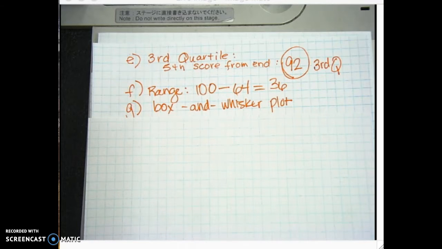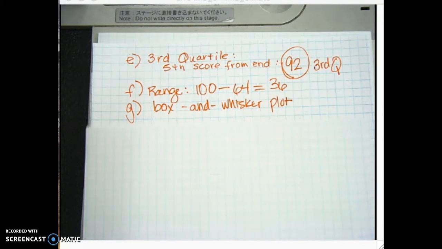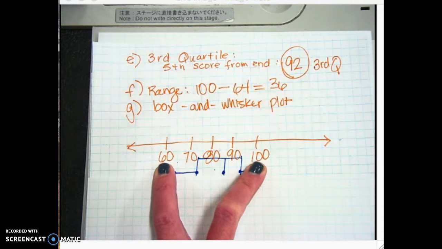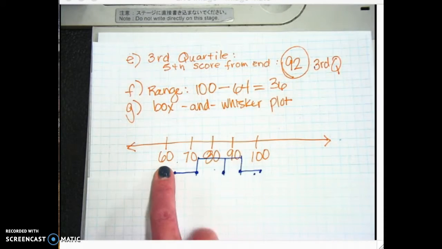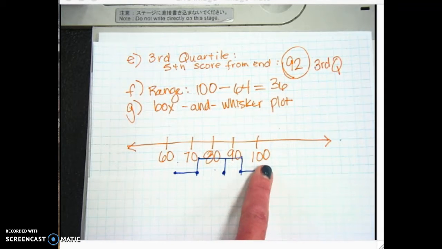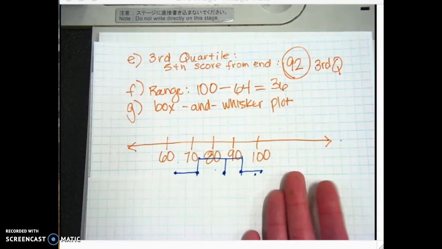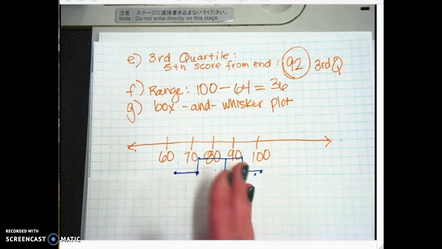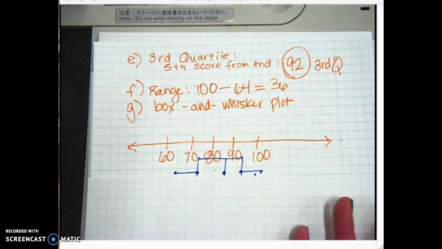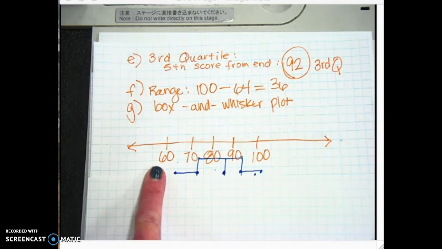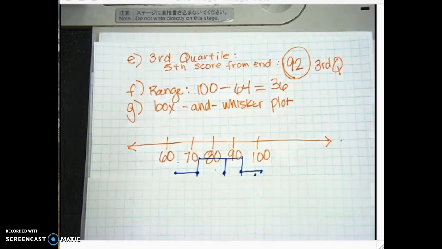Now we're going to make a box and whisker plot from that. First look at your range of data. You're going from 64, which is pretty close to 60, up to 100. On my scale, I went by 10s, but you could have gone by 5s. It wouldn't make sense to go by 1s. That would take you a really long time, and it wouldn't make sense to go by like 1,000 because your data would be too close together. So a range of 60 to 100 would make sense.